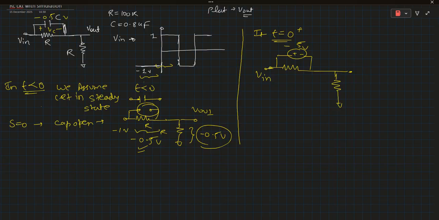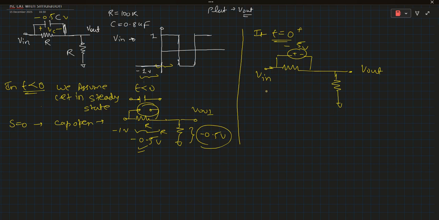One more thing, we will verify all this in the simulation. I have done the simulation for this circuit in LTspice, so we can verify the output we get from the solutions. Okay, so this is my minus 0.5 volt, and this is Vout.